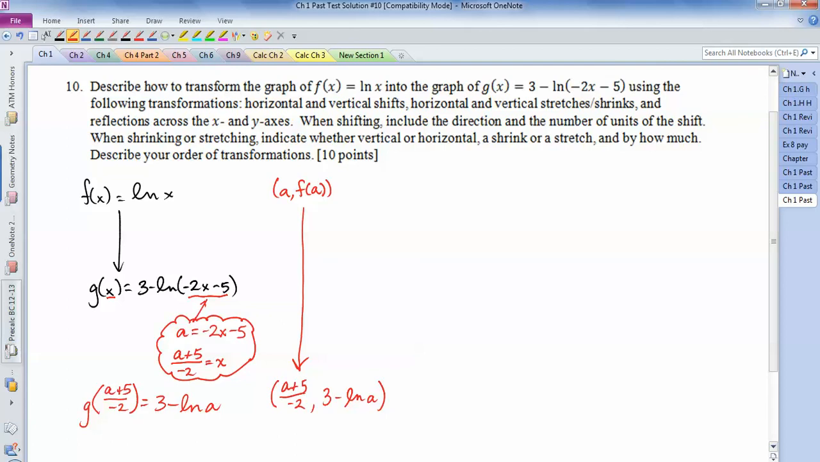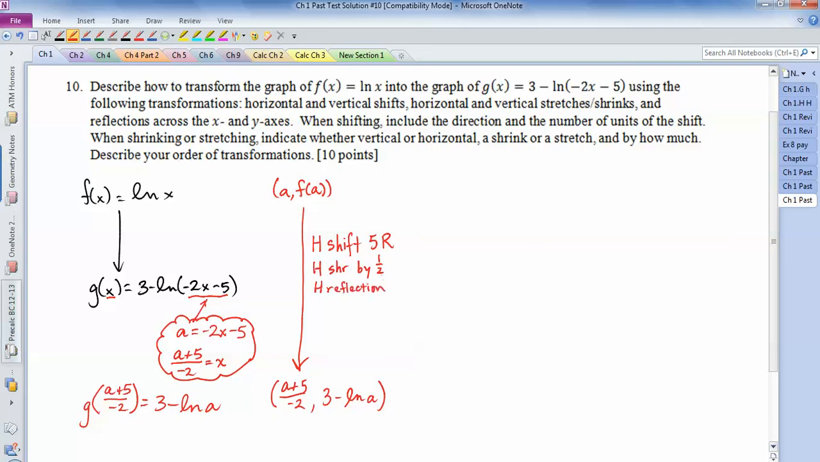To get from a to a plus 5 over negative 2, you first add 5, which is the same thing as a horizontal shift 5 to the right. Then I divide by negative 2, so you could say first multiply by negative 1, which would be the reflection, and then divide by 2, which is the shrink. Or you could say divide by 2 first and then reflect. So let's do the divide by 2 first: horizontal shrink by a factor of 1/2, and then a horizontal reflection.